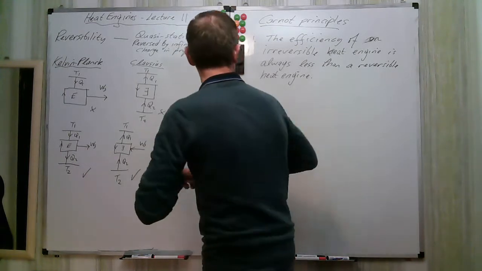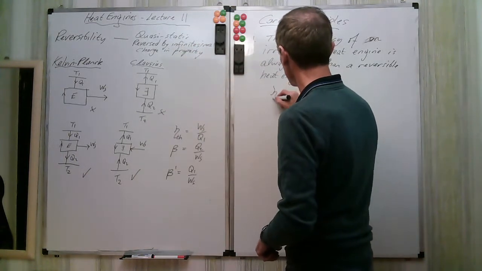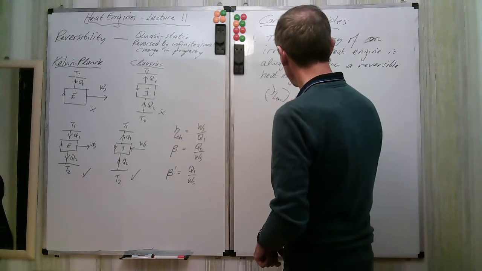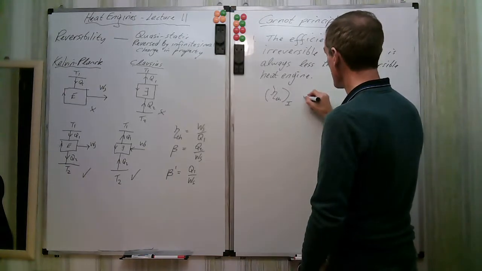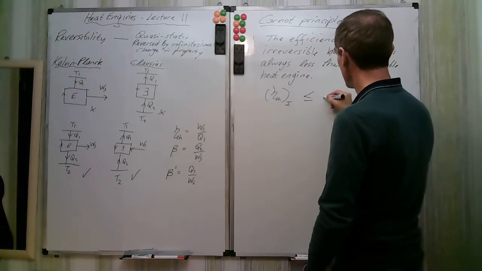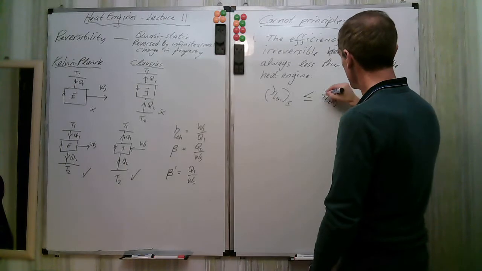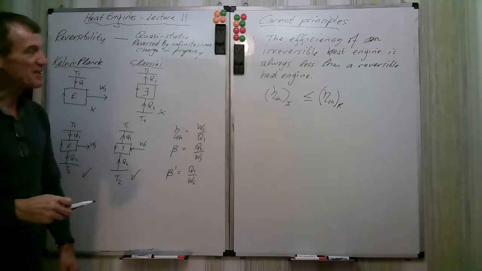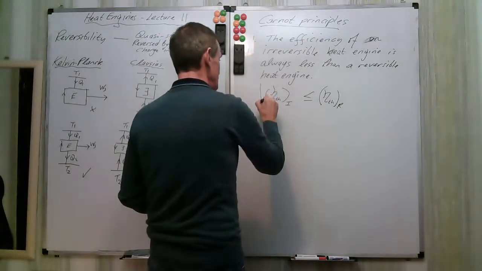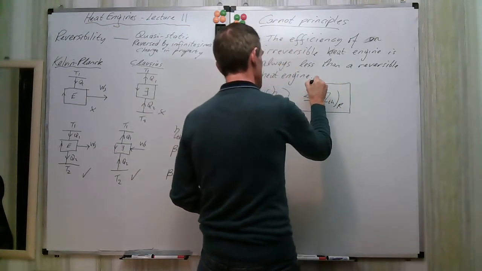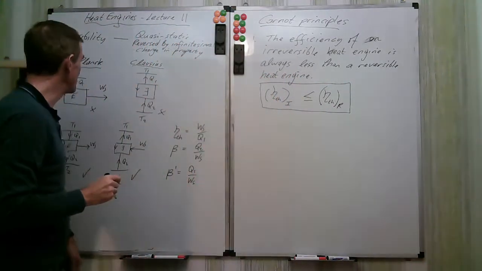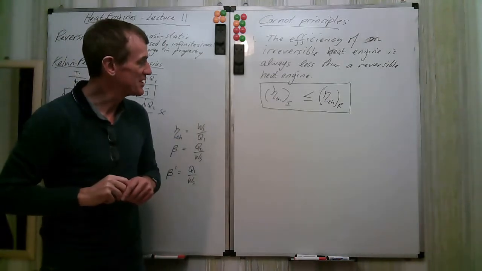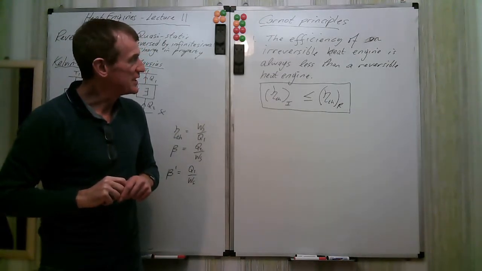But he argued that the thermal efficiency of an irreversible engine is always less than or equal to the thermal efficiency of a reversible one. This is what he was at, R for reversible there. So this is the statement he made, one of his principles. It's a corollary of the second law of thermodynamics. So one of the corollaries.